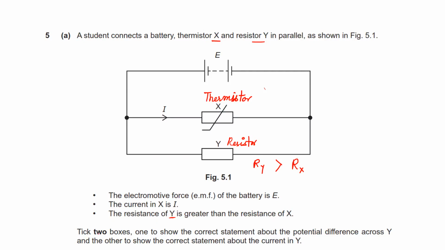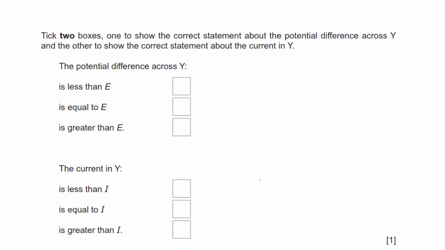Now we have to take two boxes, one to show the correct statement about the potential difference across Y and the other to show the correct statement about the current in Y. Remember we have a circuit like this. I'll draw it again. This is your voltage source, this is your thermistor and this is your resistor. So now these two are both connected in parallel.